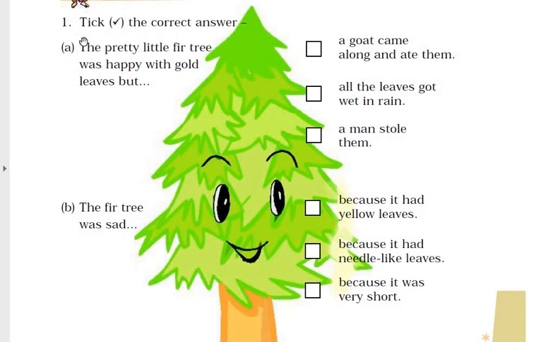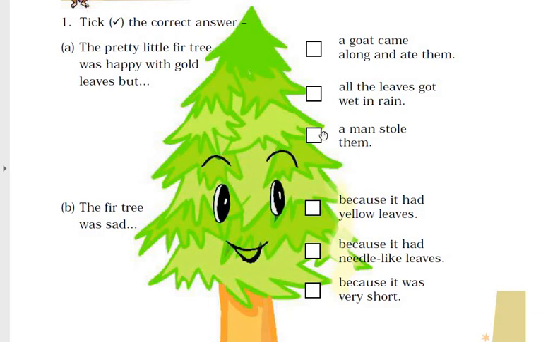The first question here is tick the correct answer. So you just have to tick the correct answers out of the options given here. The first one is the pretty little fir tree was happy with gold leaves, but what? A goat came along and ate them. Did the goat eat all the gold leaves? Or all the leaves got wet in rain? Or a man stole them?